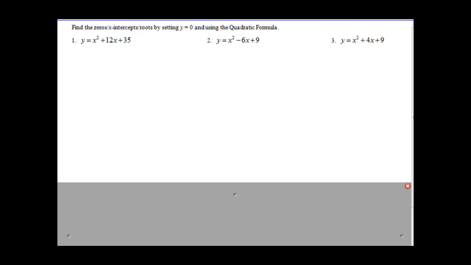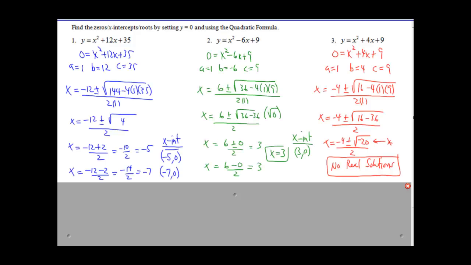We need to find the zero, x-intercepts, roots by setting y equal to 0 and using the quadratic formula. Hit pause. I'll see you back here in a few minutes.